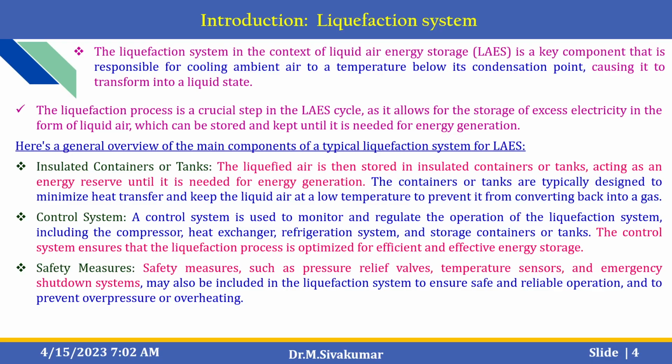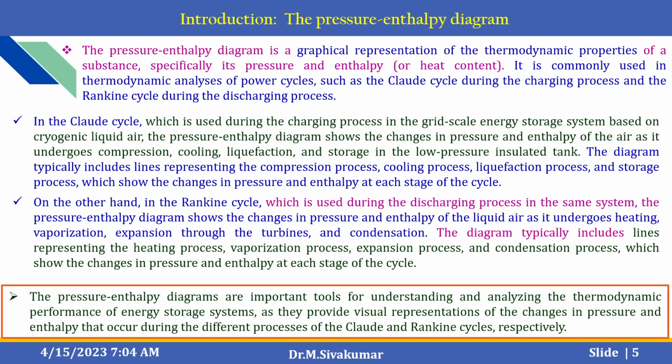The next component is the control system block. This control system component is used to monitor and regulate the operation of the liquefaction system, including the compressor, heat exchanger, refrigeration system and storage containers or tanks. It ensures the liquefaction process is optimized for efficient and effective energy storage. And the next block is the safety measures block. Safety measures such as pressure relief valves, temperature sensors and emergency shutdown systems may also be included in the liquefaction system to ensure safe and reliable operation and to prevent overpressure or overheating.